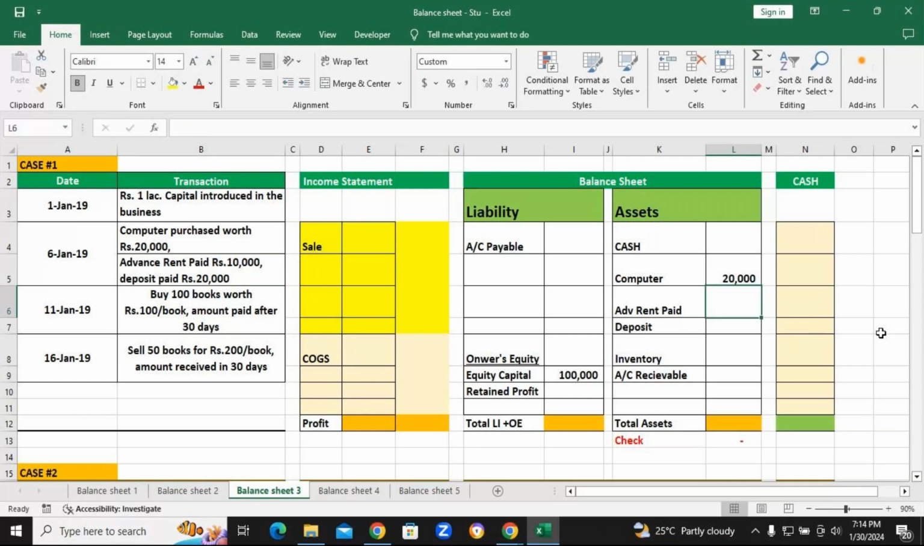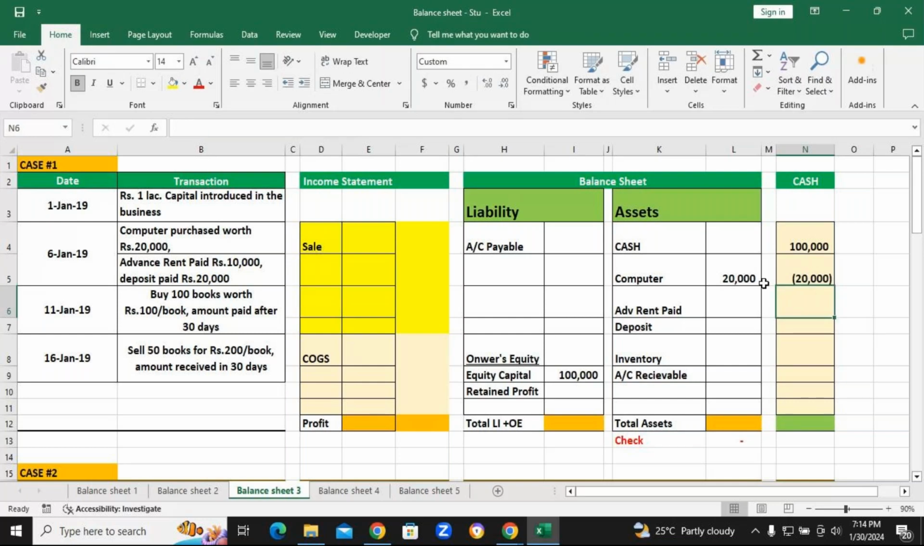In the cash flow statement, first my amount is going to come, that is 1 lakh, equals 1 lakh. Then the computer: I am buying the computer, which means there is a cash outflow. As we discussed in the cash flow statement, whatever money goes out of the business has to be shown as a negative value, minus 20,000. I am paying this 20,000 for the purchase of my computer.